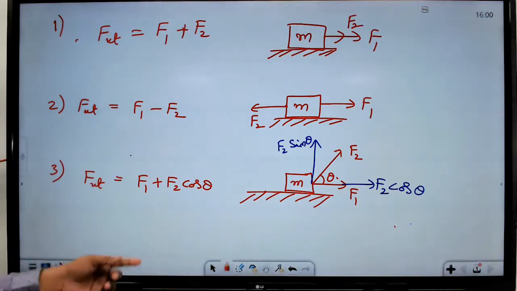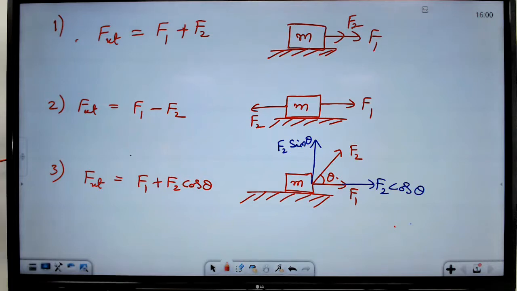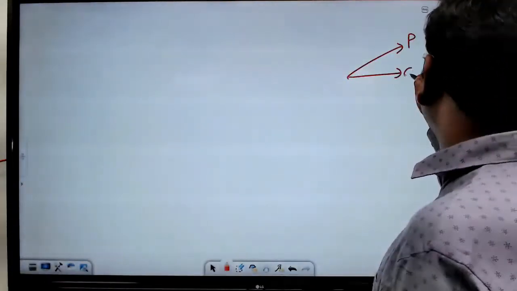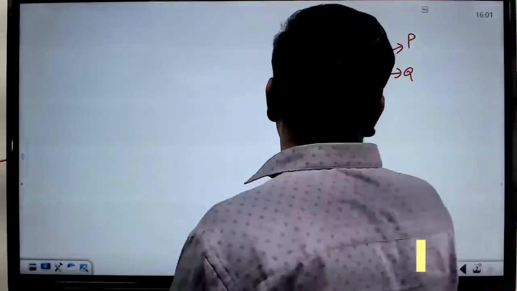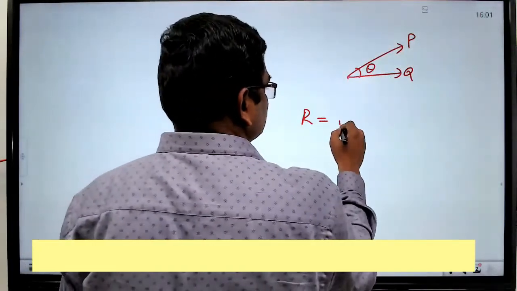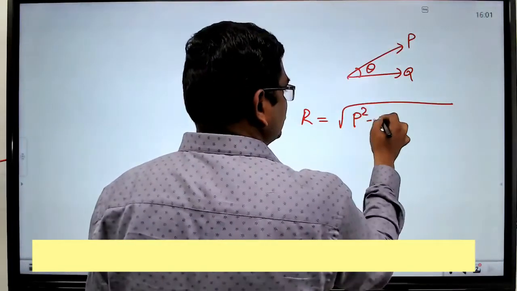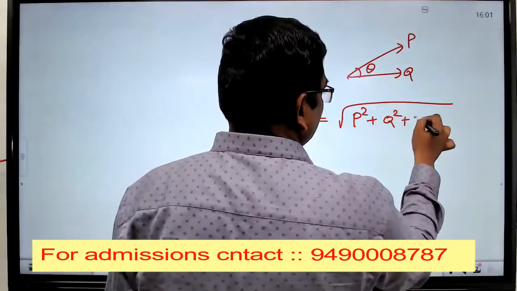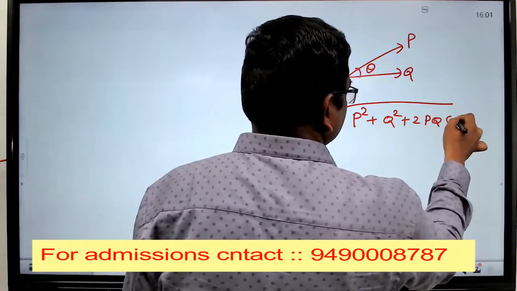The resultant can be written as square root of F1 square plus F2 square plus 2 F1 F2 cos theta. Why? If two vectors P and Q make an angle theta with each other, then the resultant can be written as square root of P square plus Q square plus 2PQ cos theta.